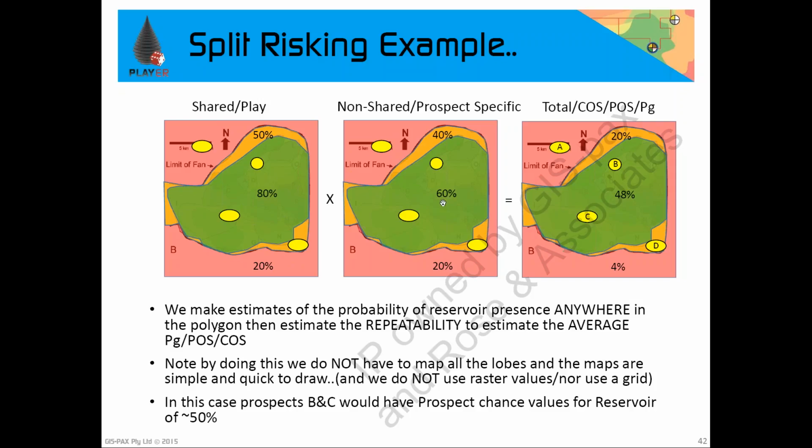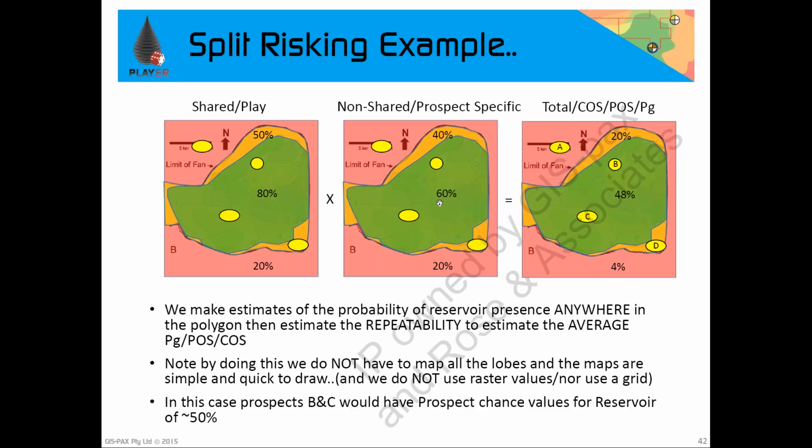My local risk, the question I ask myself here is, if I've already found reservoir and I drill 100 wells, how many of those wells will continue to find reservoir? In this case, I'm saying 60 out of 100 will continue to find reservoir. And this is data dependent.